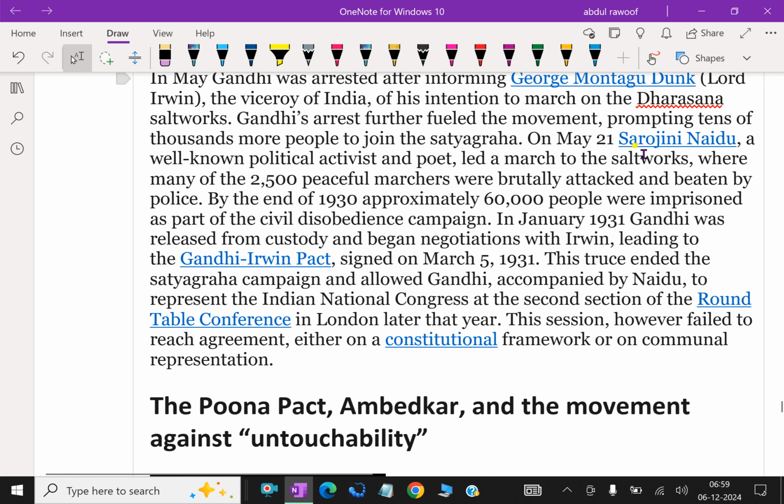On May 21, Sarojini Naidu, a well-known political activist and poet, led a march to the saltworks where many of the 2,500 peaceful marchers were brutally attacked and beaten by police. By the end of 1930, approximately 60,000 people were imprisoned as part of the civil disobedience campaign.